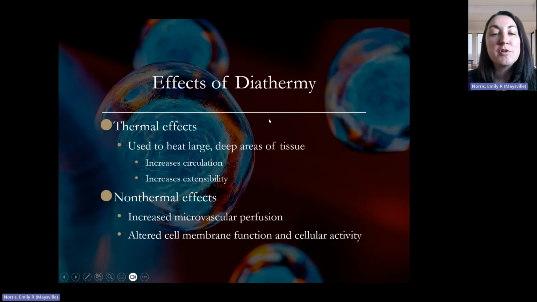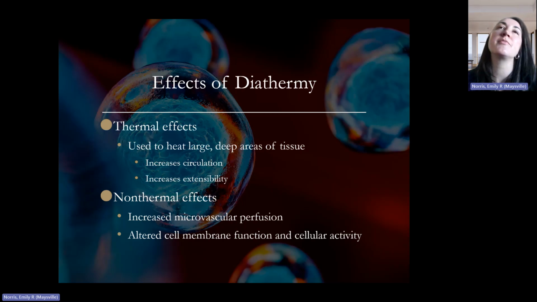Some of the effects, the thermal effects. So it's used to heat large, deep areas of tissue. It increases your circulation. It increases your tissue extensibility. With the non-thermal effects, it actually increases the microvascular perfusion. So it increases the oxygen and the nutrients and the phagocytosis that occurs in an area.